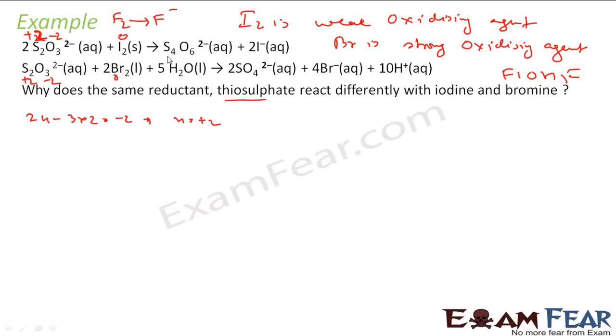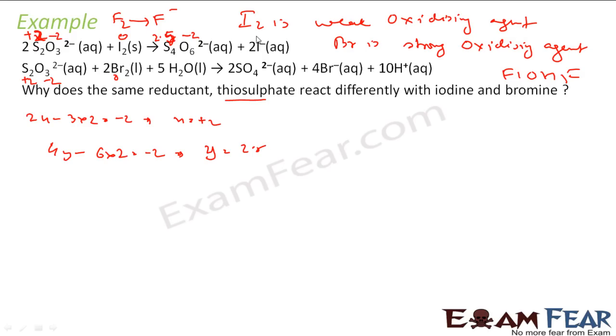Let's try to find in this using this formula, oxygen will be -2, and this will be, let's suppose, y. So 4y minus 6 into 2 is equal to -2. You solve this, you get y is equal to 10 by 4, that is 2.5. This is 2.5.